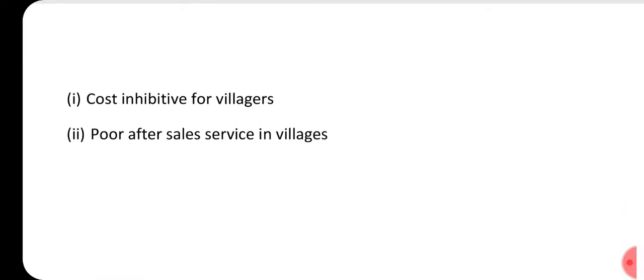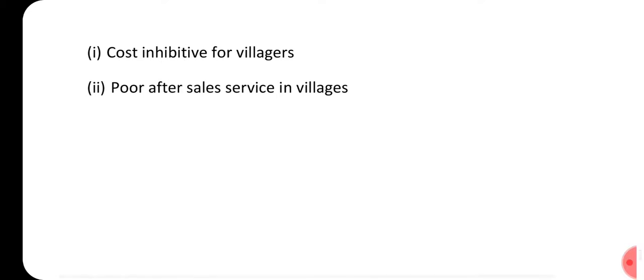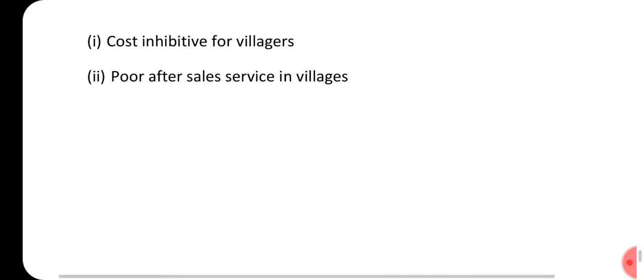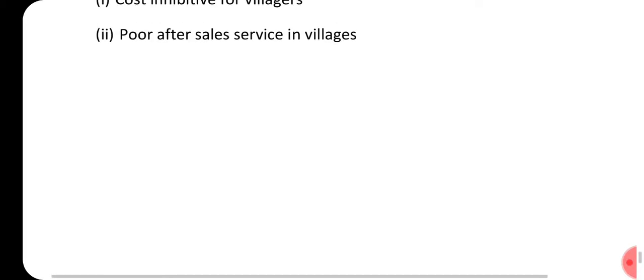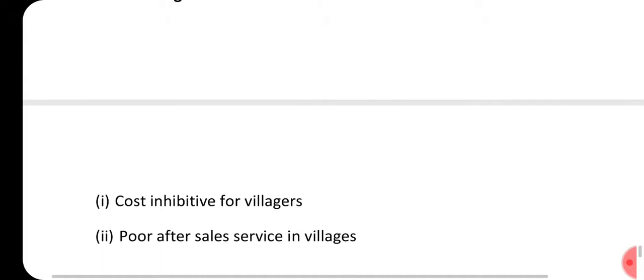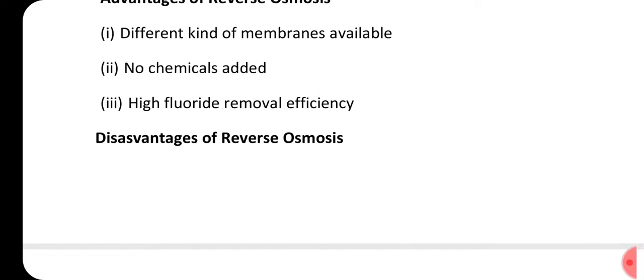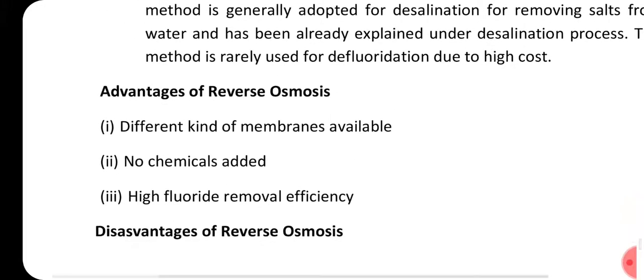Disadvantages, what are the disadvantages? It is cost ineffective for villagers. In rural areas it will be more costly. And second, poor after sales service in villages. In villages after sales service is required, but that is not possible. So these are the disadvantages of reverse osmosis. Only two disadvantages. But the Nalgonda technique is commonly used in villages.